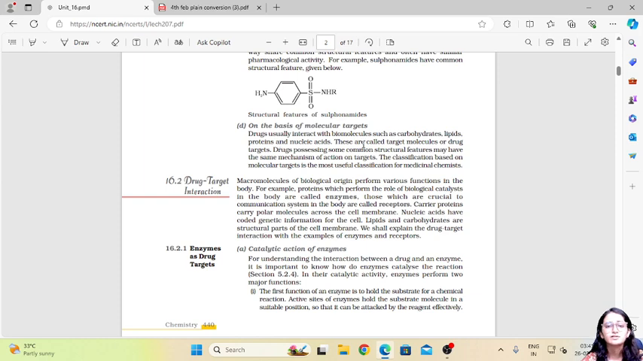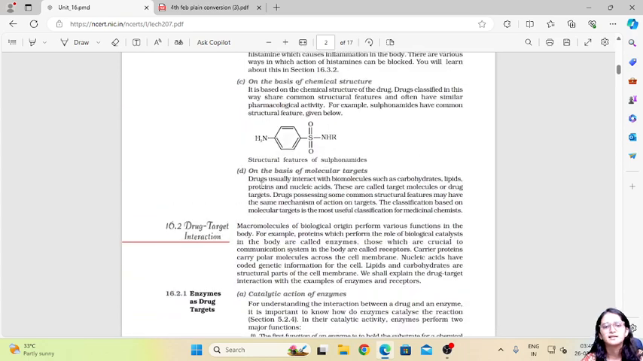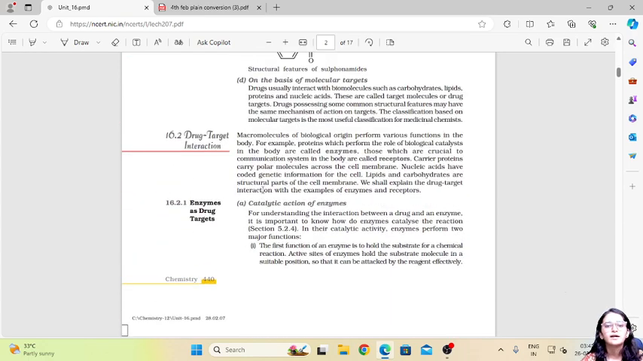Then last is on the basis of molecular targets. This is the way in which drugs interact with biomolecules such as carbohydrates, lipids, proteins and nucleic acids, and these are called target molecules or drug targets. This is based on the molecular targets, which is a useful classification for medicinal chemists. Then drug target interaction.